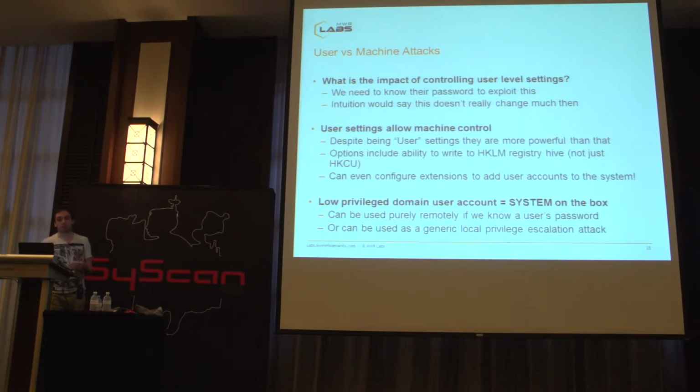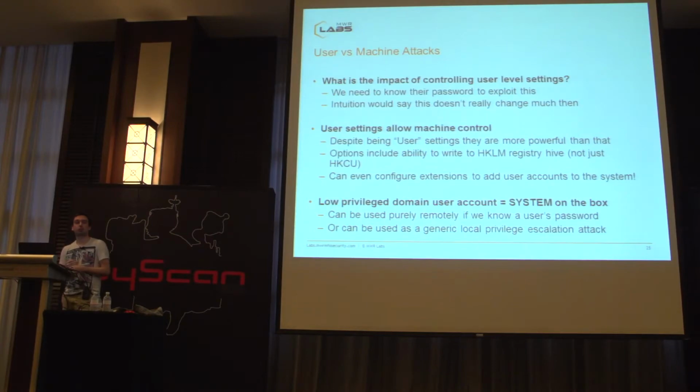But on more investigation, what I realized is that the user settings have some settings you can configure that allow machine-level control. They might be user settings, but you can define settings that will make changes to the registry local machine hive rather than just the user's registry hive. You can even configure extensions that will add user accounts to the system via the user settings interface, so it's much more powerful than that. So that means, in principle, if we've got a low-privileged domain user account logging into a system, whose password we know, and we can intercept the traffic to that system, then we can use that as a mechanism to get system on that particular box in the same manner that we did previously.